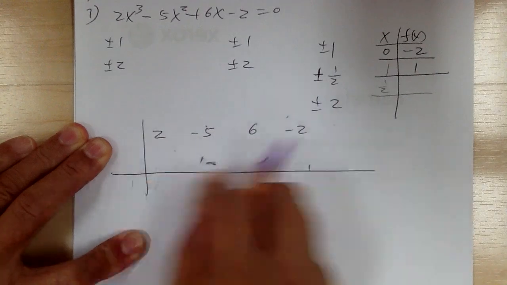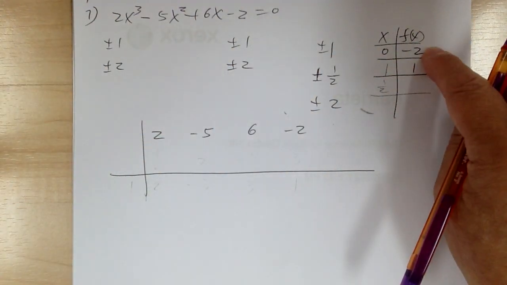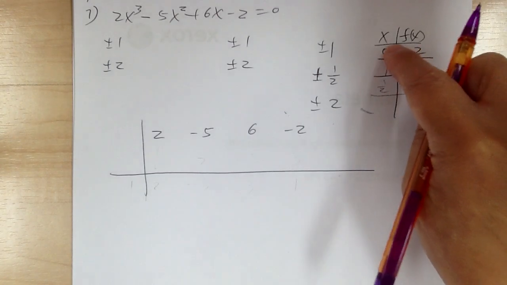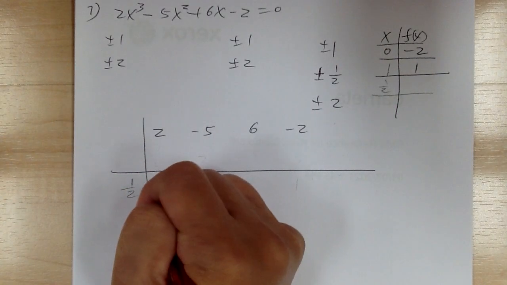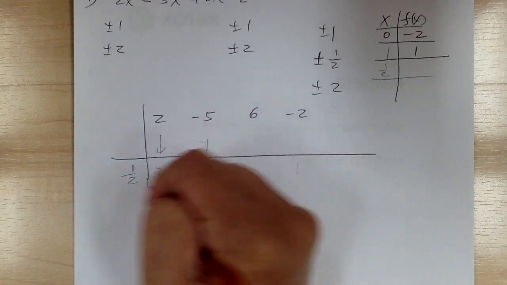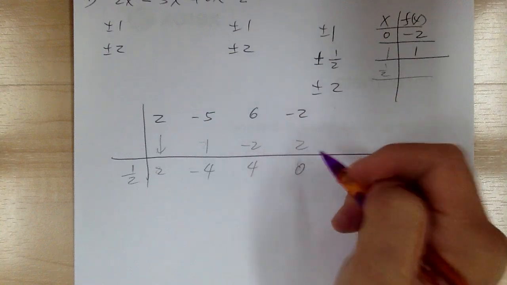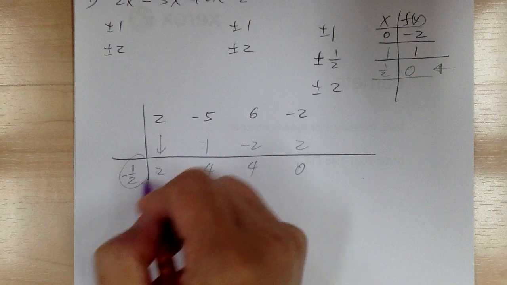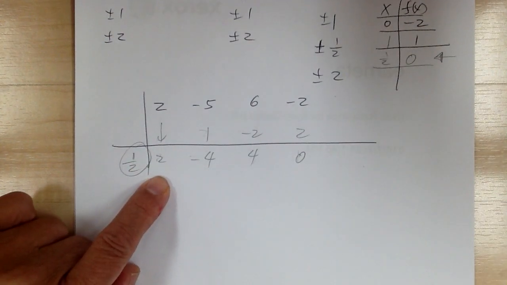Again, this is like playing the game of high, low. This is low, so you have to go up higher, and this is too high, so you have to go down. So it's going to be halfway in between. So I'm going to try 1/2. Drop, multiply, add, multiply, add, multiply, add. So it works. So 1/2 is your answer. Now once I get to this, I can go and get my equation.